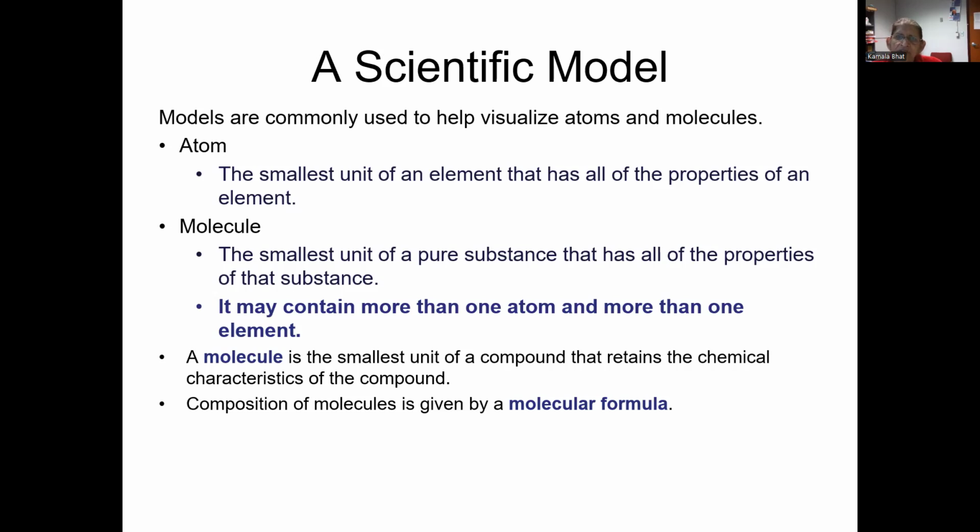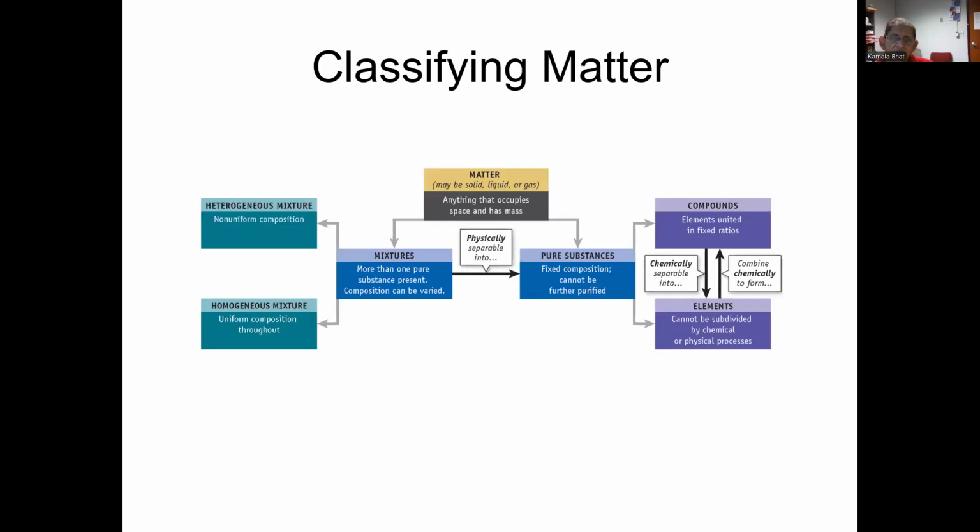Atoms, the smallest unit of an element that has all the properties of the element. Molecules, the smallest particle of a pure substance that has all the properties of that substance. It may contain more than one atom and more than one element. A molecule is the smallest unit of a compound that retains the characteristics of the compound. The composition of molecules is given by the formula of the compound, which designates the type of element and the number of atoms of each element.